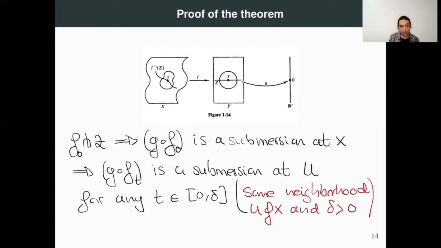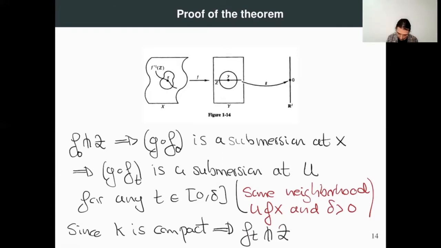And so in this way, by using again compactness, in this case the compactness of K, we can actually see that Ft is going to be transversal to C if t is near 0. And so, in this way, we can prove that the fact that a map is transversal to a fixed closed submanifold is a stable property.